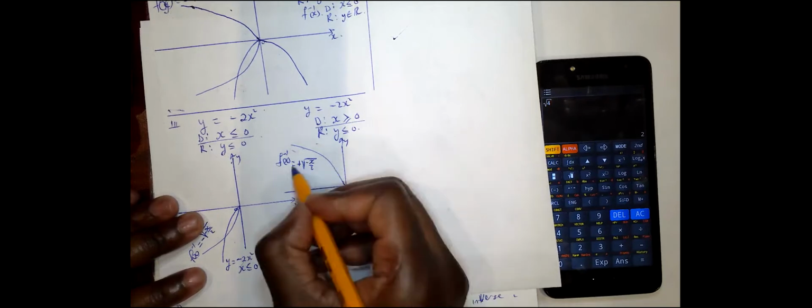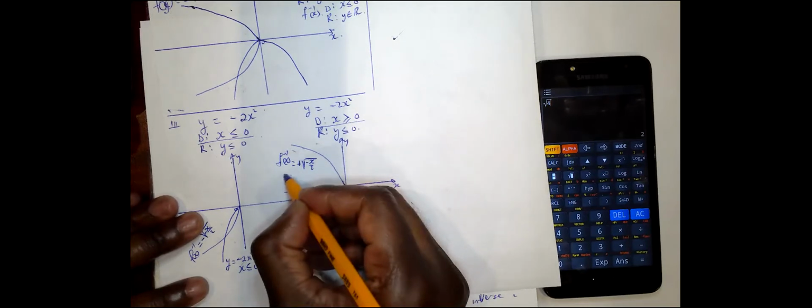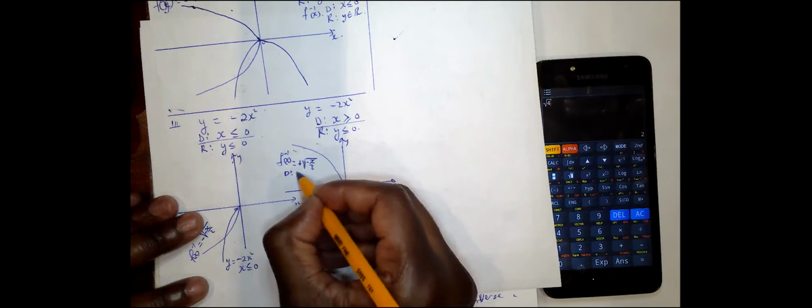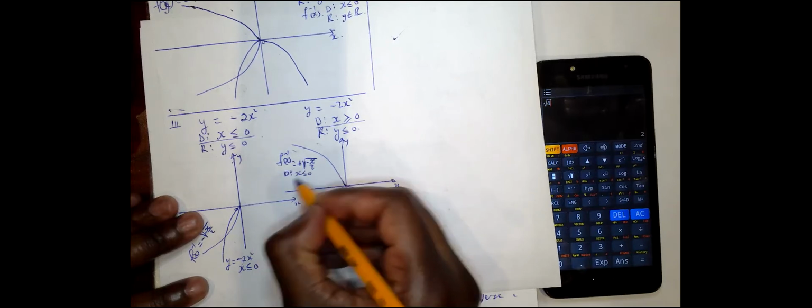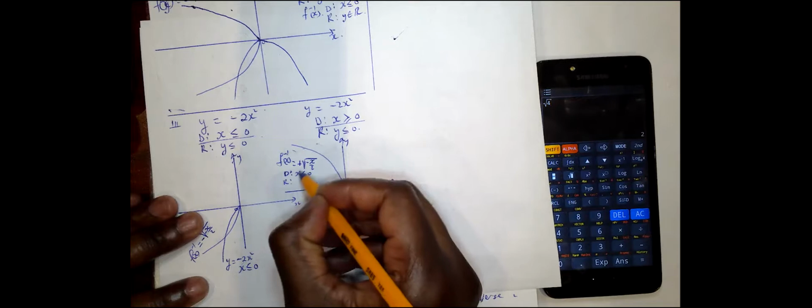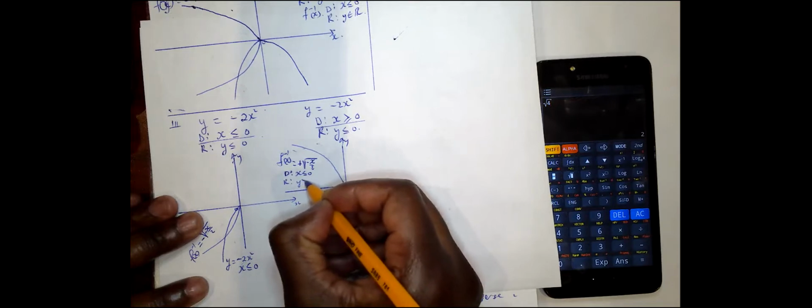Then our domain is still the same, x less than or equal to 0. Our range is y greater than or equal to 0, because in this case it's going to take values of y above. Then in this case here, the domain is still the same, x less than or equal to 0. Our range in this case is y less than or equal to 0, because y is actually below there. That's our range.